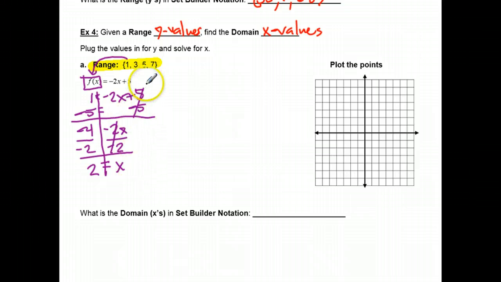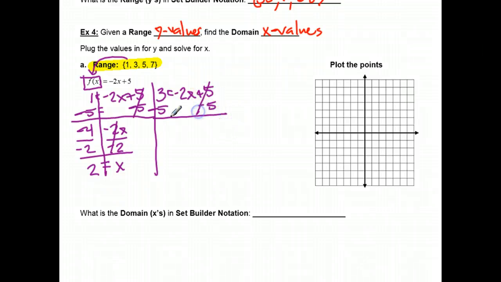Now I'm going to do it all over again, but now I'm going to plug in 3 for the y. I'm still going to solve it for the same equation, -2x plus 5. So I'm going to solve it in the same way. I'm going to get rid of the 5 first by minusing 5 on both sides. 3 minus 5 is -2. Bring down the equals, bring down -2x. Then divide by -2, because we're getting the x by itself. Those are gone. -2 divided by -2 is +1. So in this case, x equaled 1.